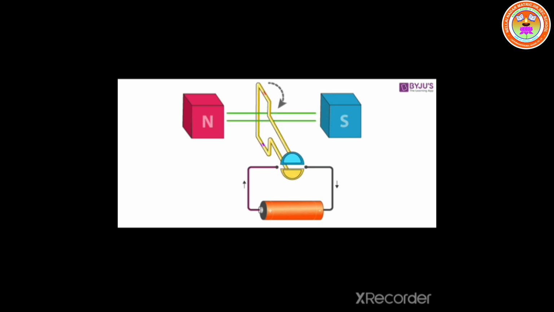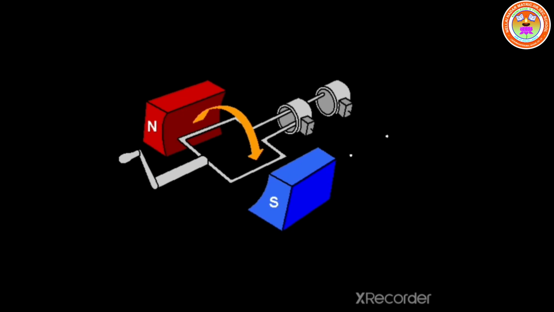The direction of the current is along DCBA in the coil, and in the outer circuit it flows from B1 to B2. As the rotation of the coil continues, the induced current in the external circuit changes its direction for every half rotation of the coil. So, till now we have discussed the AC generator.